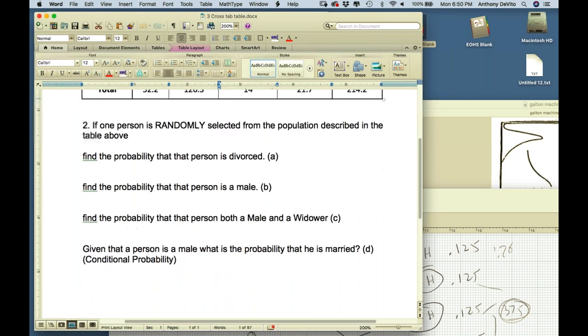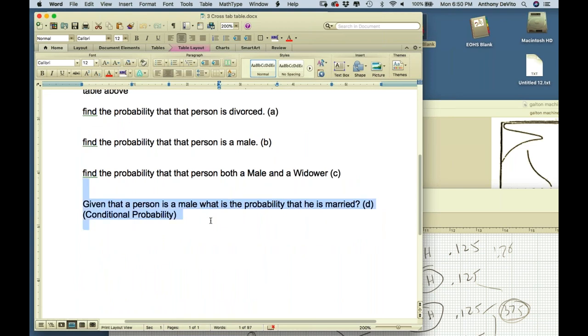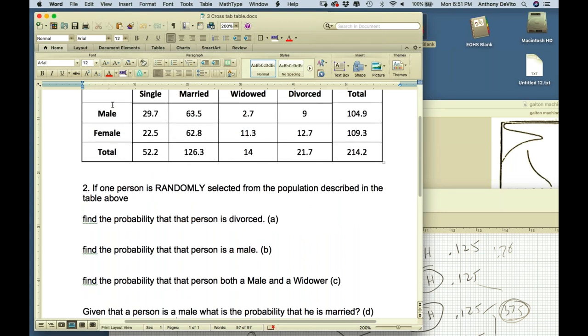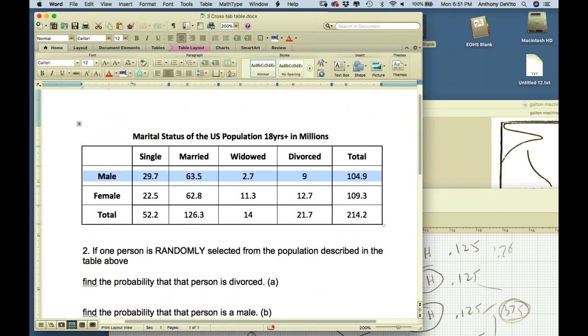Okay, good. And finally, for this last one, given that a person is male, what's the probability that he's married? Why is that a little bit different? We just spoke about that, right? It's a little bit different because it's a conditional probability. So the condition is we're only choosing among people that are male. We want to know what the probability is that he's married, given that he's male, which means he's going to be in this line here. Well, we have 63.5 million divided by, what's that?